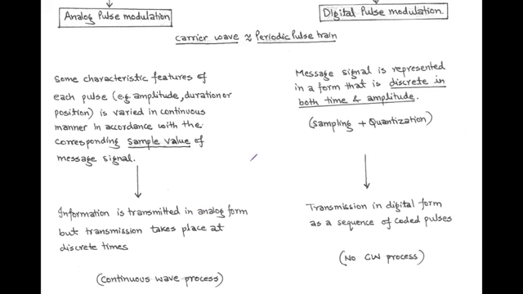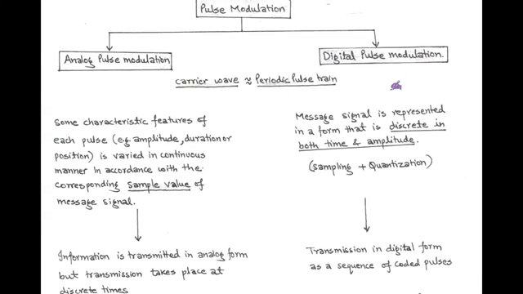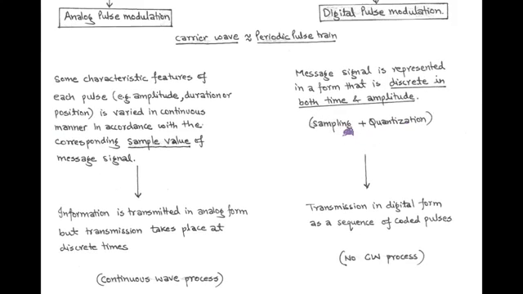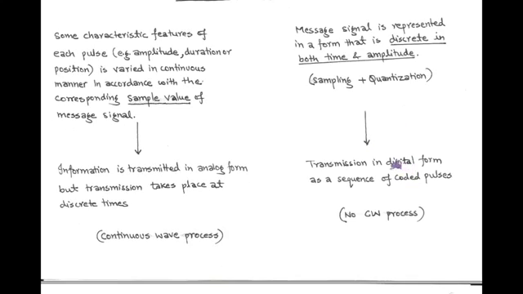But in digital pulse modulation, the message signal is represented in discrete form in both time and amplitude. And here we use the sampling as well as the quantization process. Using the sampling process, we get discrete time, and in the case of the quantization process, we get discrete amplitude. So after sampling followed by quantization, the information is transmitted in digital form, that is a sequence of coded pulses.